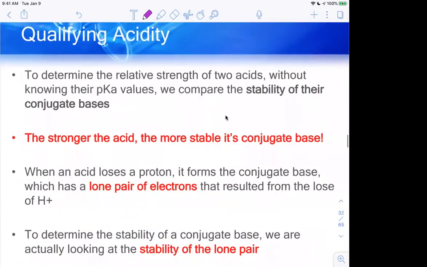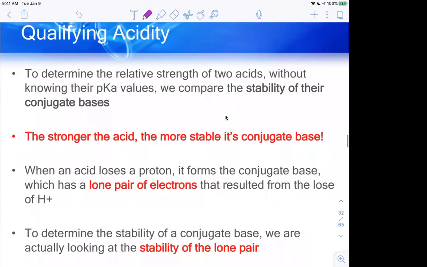Now, what if I don't have that pKa chart, right? What if I don't know the pKa values? I can still assess stability of acids and bases, but here I'm going to compare the stability of their conjugate bases to one another. So I'm going to take 2 acids, I'm going to make on paper their conjugate base, and then I'm going to compare the stability of the conjugate base.